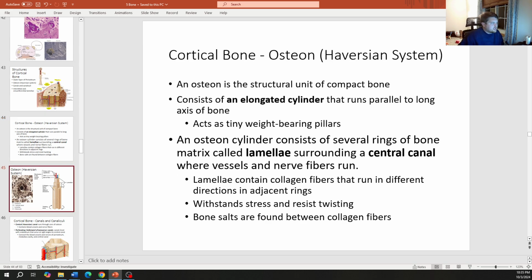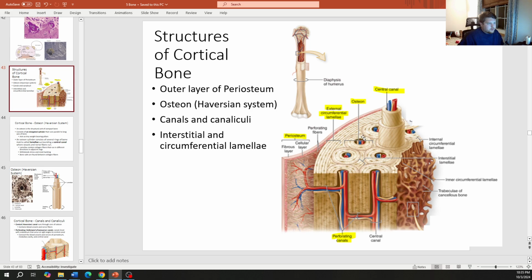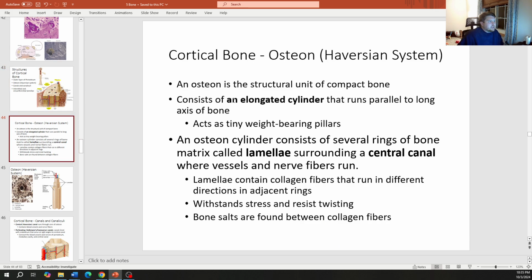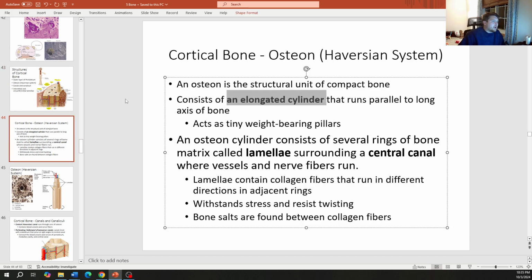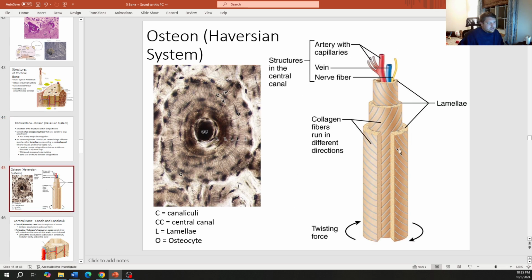So the osteon itself is the structural unit of bone. See this little osteon right here. This is what it looks like. We have a whole bunch of these all put together, all in a row, which helps to make up the bone. Think of it as an elongated cylinder running parallel to the long part of the bone. They act as these weight-bearing pillars. So it has these ring-like structures. These ring structures are called lamellae.